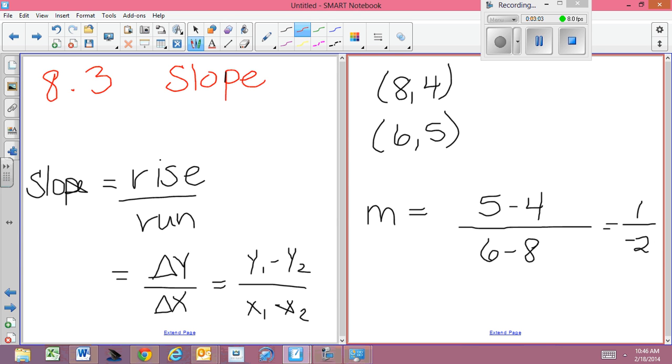If I had calculated slope by finding the differences in the other direction, you'd see I'd get the same thing. So if I subtracted the y's instead in the order of 4 minus 5 and subtracted the x's in the same order, 8 minus 6, I would still get a slope of negative a half. So it doesn't matter the order that you subtract them in, but you have to be consistent. That's one way we learn to find slope of a line if given 2 points.